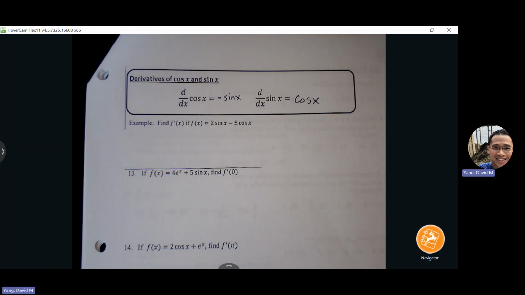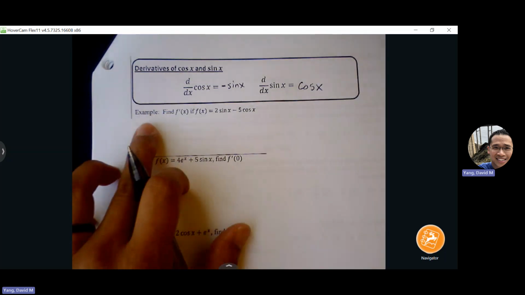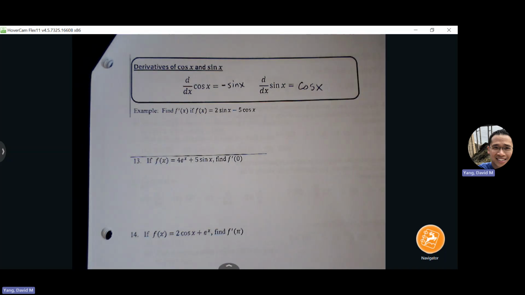Okay, see if you guys can try this example. Go ahead and try it. See if you can find the derivative using the rules that are established.